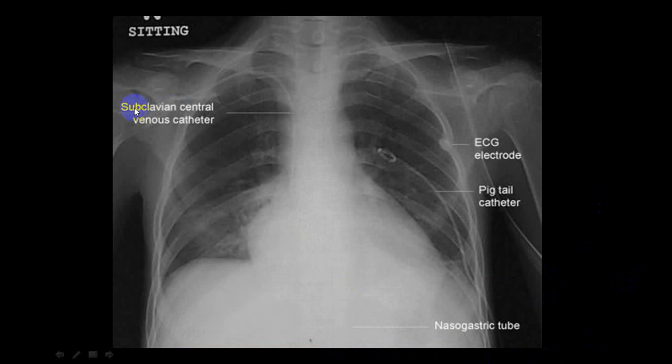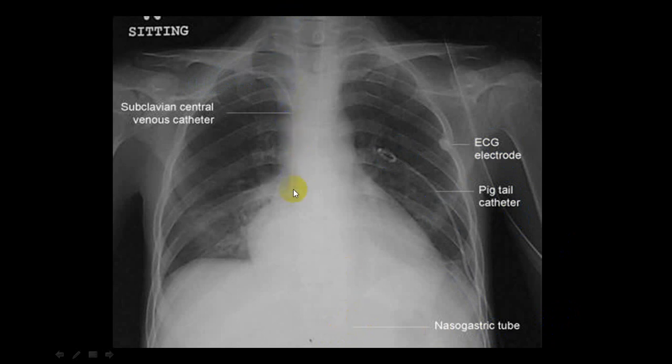Now you can see there is one catheter here, which is going from the right subclavian. When it is going through the right subclavian vein, it is a venous catheter only. So this is a central venous line stopping here, a central venous catheter. These are ECG electrodes, and you can see this is a pigtail catheter put for intercostal drainage, and this is a nasogastric tube.